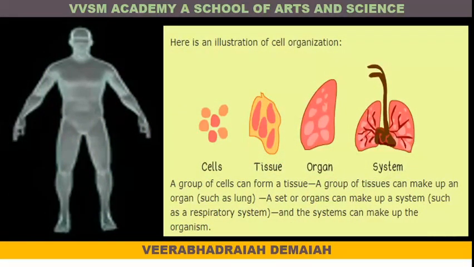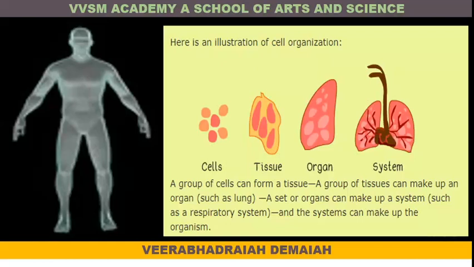Here is an illustration of cell organization. In biology and biochemistry, I am dealing with both simultaneously, for your knowledge and from the academic point of view. Here is an illustration of cell organization: cells, tissue, organ, system. A group of cells leads to the study of tissue, a group of tissues leads to the study of organs, and a group of organs leads to the study of the system in any living organism.